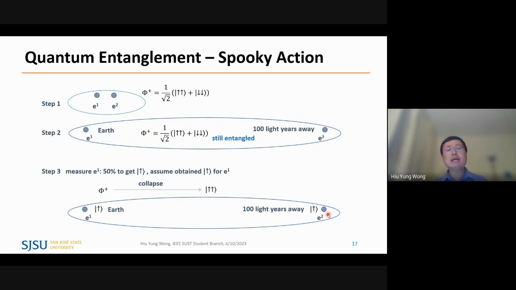Then it means if I measure up, I know immediately the other electron 100 light years away collapsed to up also. That's what Einstein called spooky action at a distance. This is something very philosophical, but don't worry, it does not affect causality, right? You cannot transmit information faster than the speed of light. But that is enough for you to discuss with your friend for a whole day how you could use it and why it doesn't work. Think about that. That is called quantum entanglement.